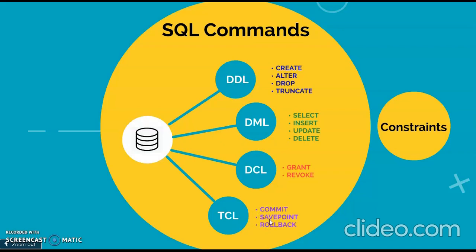When I say savepoint, it is used to temporarily save the transaction so that you can roll back to that point whenever required. Now when I say roll back, what exactly is roll back? It is undoing the changes.